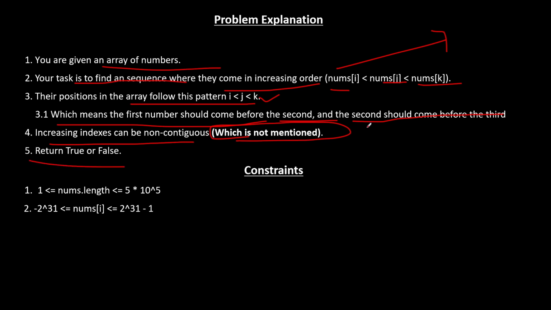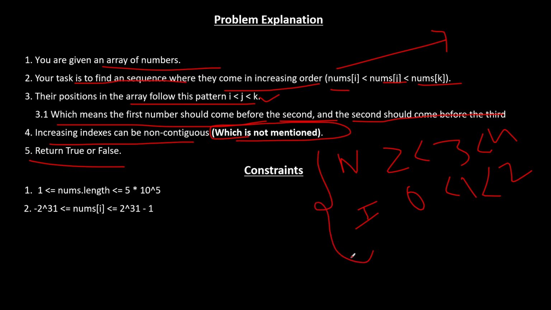Return true or false. So they are saying that numbers should be in increasing order, and also their indexes should be in increasing order. So this is the index, this is the number, and they want true or false as an output when this condition is met. So what is the constraint? The constraint is that nums length goes from 1 to 5 times 10 to the power 5, and num value could be from negative 2 to the power 31 to positive 2 to the power 31 minus 1.